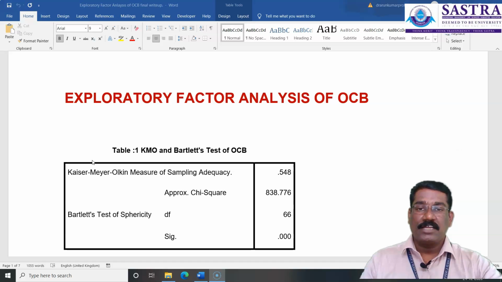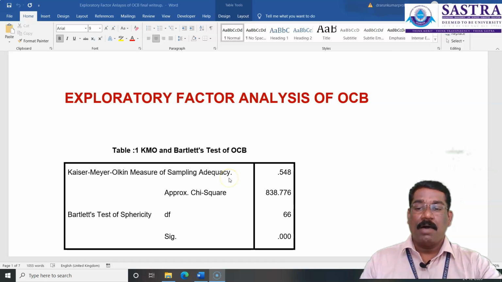We all know SPSS, the Statistical Package for the Social Sciences. We got the first table, called KMO and Bartlett's test of OCB, organizational citizenship behavior. If you look at the Kaiser-Meyer-Olkin measure of sampling adequacy, which I already explained to you, it determines whether a sufficient sample is there in order to execute EFA, exploratory factor analysis.